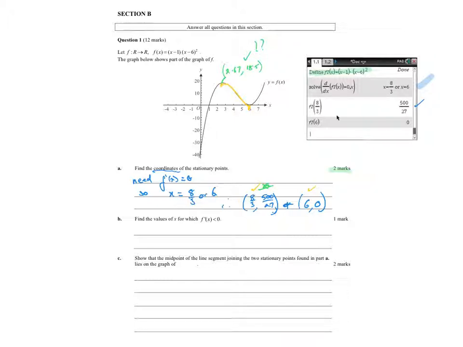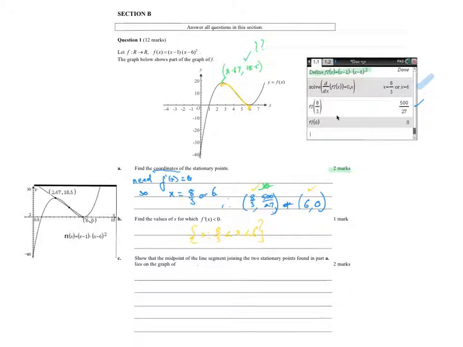So strictly less than 0 means I need x such that, what are we going to have? We're going to have 8 on 3 is strictly less than x, which is strictly less than 6, okay?